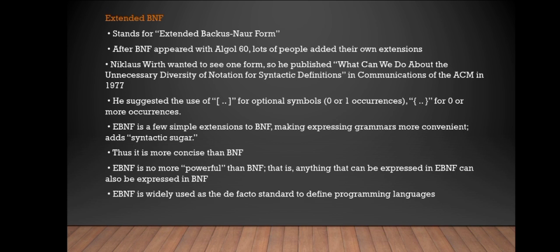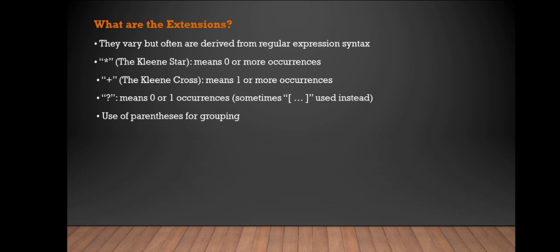EBNF is widely used as the de facto standard to define programming languages. So what are the extensions? They vary but often are derived from regular expression syntax. The Kleene star means 0 or more occurrences. The Kleene cross means 1 or more occurrences. The question mark means 0 or 1 occurrences. Sometimes brackets are used instead. Parentheses are used for grouping.